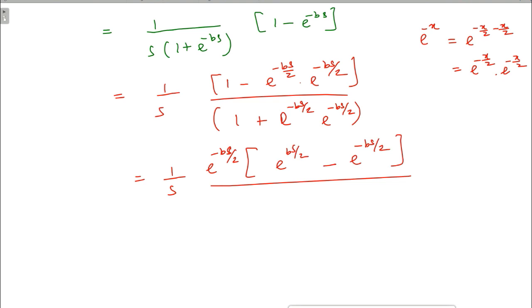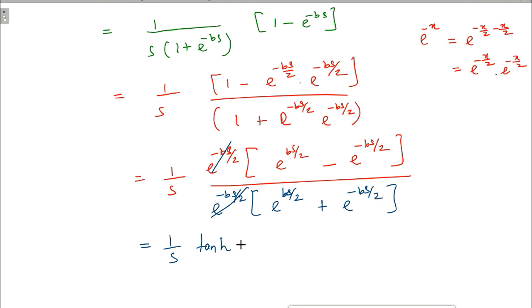In the denominator, after taking e power minus bs divided by 2 as a common term, you may get e power bs divided by 2 plus e power minus bs divided by 2. Suppose if you multiply this term into the closed bracket, you may get the previous term. You can cancel these terms, which is equal to 1 by s. So this expression is called tanh bs divided by 2. So this is the formula.